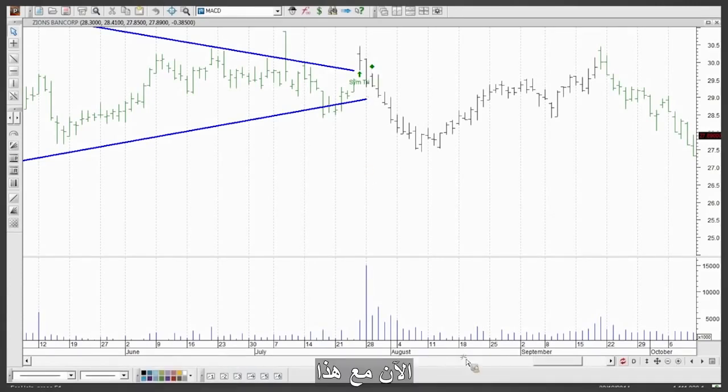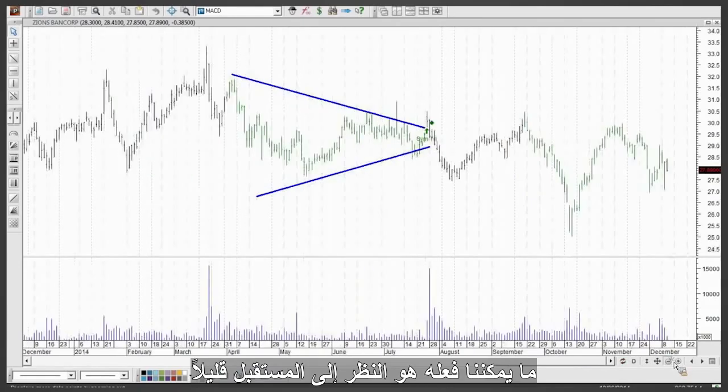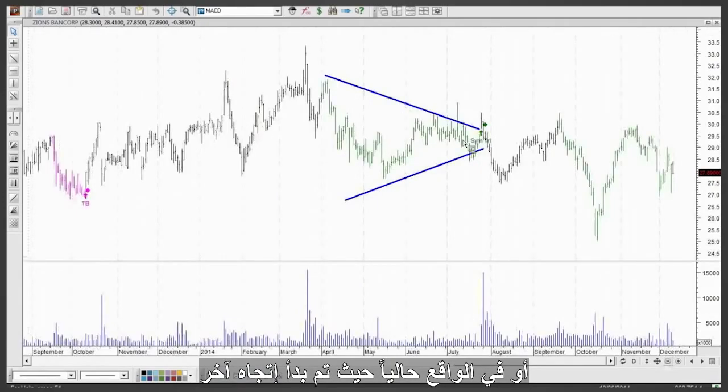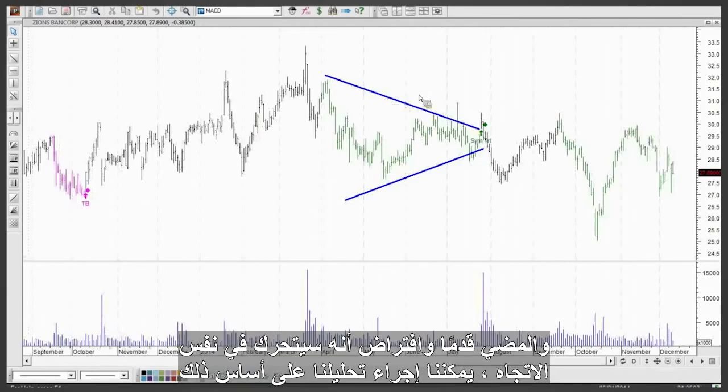Now with this, what we can do is look forward into the future a little bit, well actually to the current, where another trend has happened, another symmetrical triangle has populated right here. So we can look at the past and assume that it's going to move in the same direction. We can do our analysis from there.